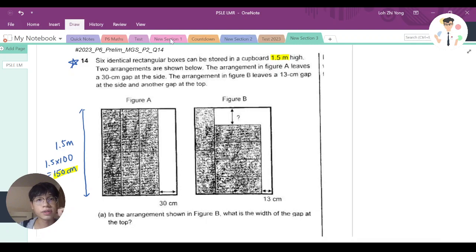And the question continues. It says here that two arrangements are shown below. The arrangement in figure A leaves a 30 cm gap at the side, as you can see here. And the arrangement in figure B leaves a 13 cm gap at the side and another gap at the top. Okay, so now, in the arrangement shown in figure B, what is the width of the gap at the top? So basically it's asking for this part.